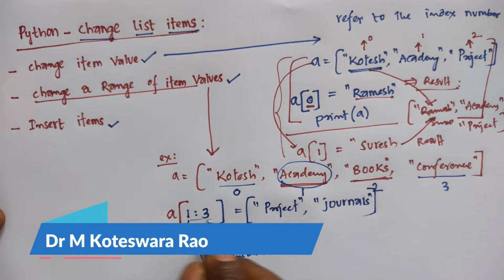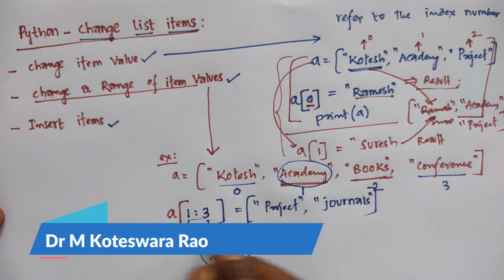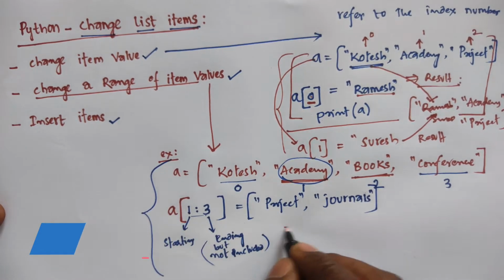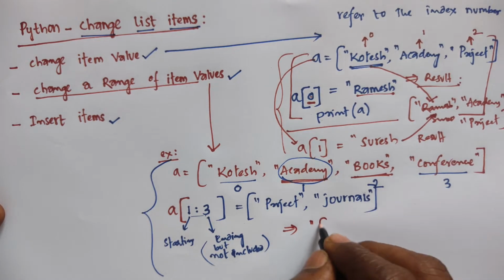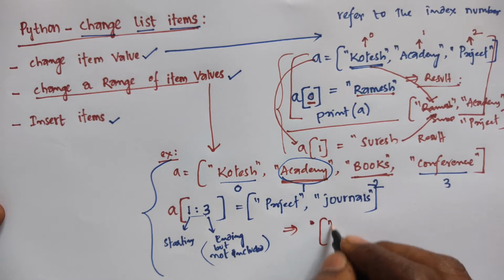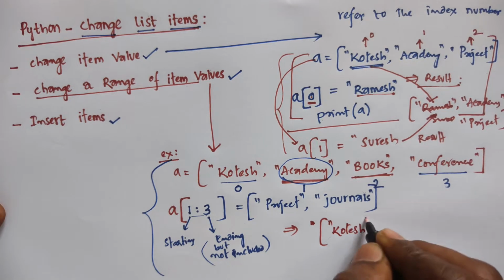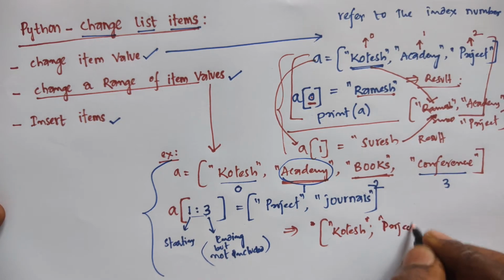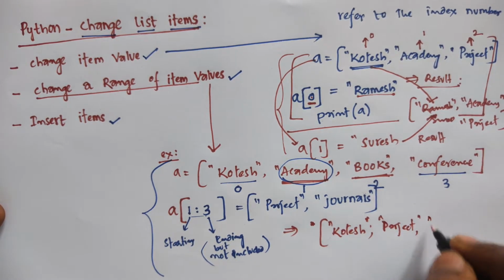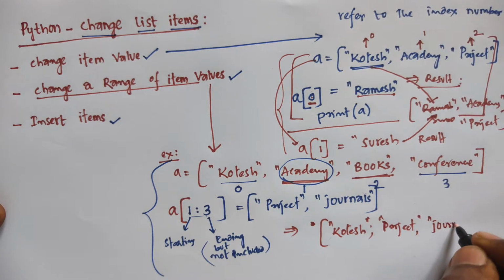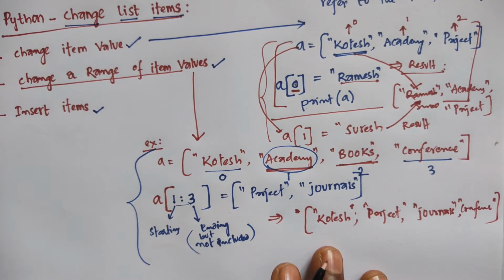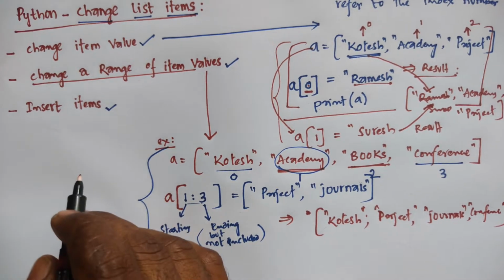Okay, from this, not including 3, then only these 2 values are. After execution of this instruction, you will get the result here. Simply you are getting the variable values: quotation as it is, the function, and academy is replaced by project, and books are replaced by journals, and as usual conference. So this is the procedure for changing an item.